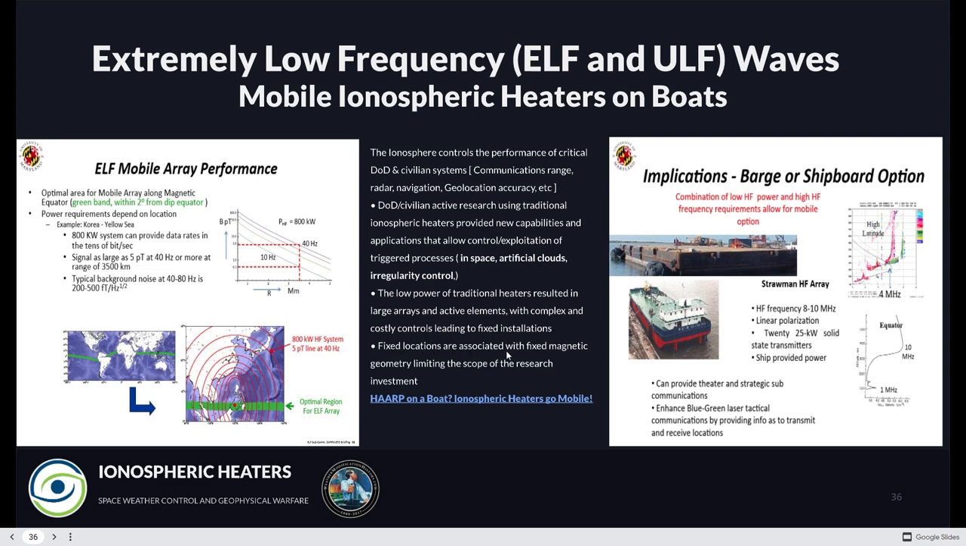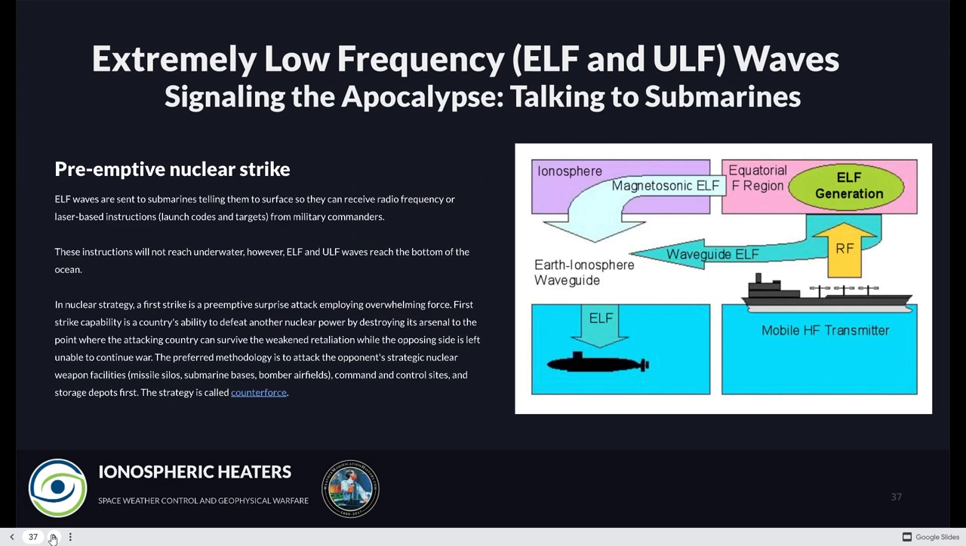Fixed locations are associated with fixed magnetic geometry, limiting the scope of the research investment. And that's what I was talking about when I said HAARP was on a magnetic field line. Fixed magnetic geometry, fixed locations, very large, very expensive. Whereas these, they're now going to smaller, faster, mobile, harder to track, definitely harder to destroy during a nuclear war or a World War III scenario.